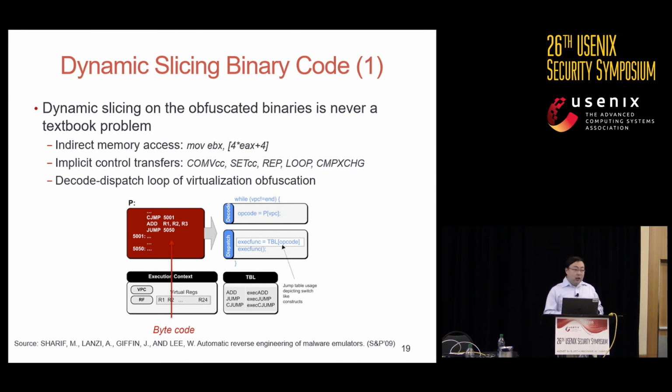Also, in addition to the explicit control transfers, for x86 there are a lot of implicit control transfer instructions. If we want to trace the control flow, we have to consider all these implicit control transfers. Furthermore, the decode dispatch loop of virtualization obfuscation will generate a lot of fake dependencies, because all this simulated code is control dependent on the decode dispatch loop.